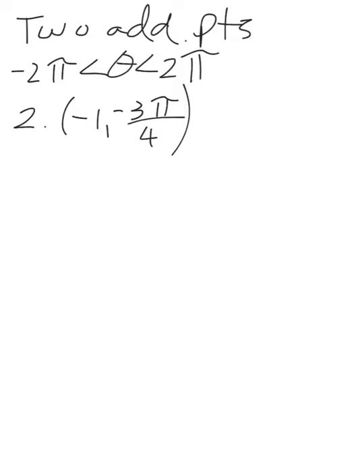Okay, so first problem we're going to look at is number 2, and this is like problems 1 and 3. If we want to find two additional points from negative 2 pi to 2 pi, that means we want to add or subtract 2 pi to negative 3 pi over 4. That would rotate the segment originating from the origin back to the same spot. So that's one way we can do that.